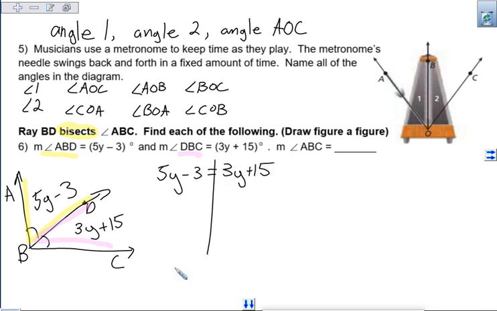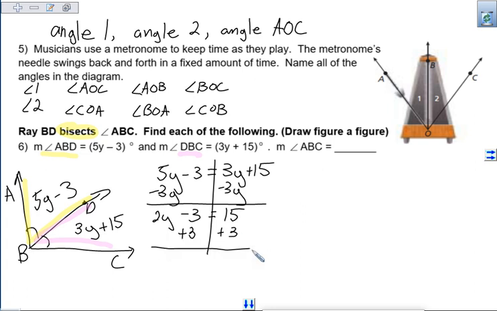What are we going to do next? Subtract 3y from both sides. So we have 2y minus 3 equals 15. And what are we going to do next? Add 3 to both sides. So 2y equals 18. Divide by 2. So y equals 9.